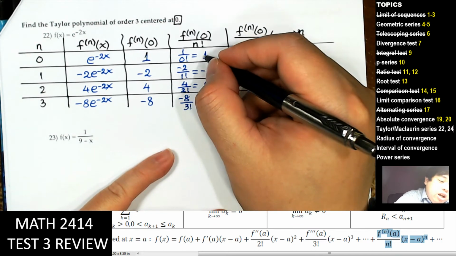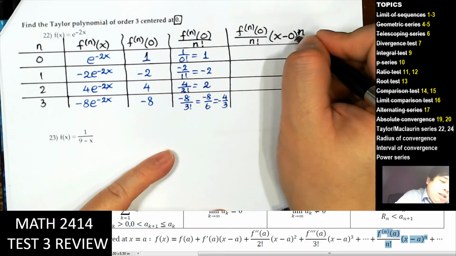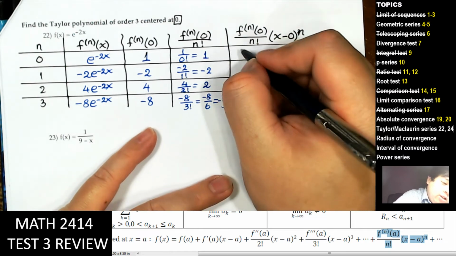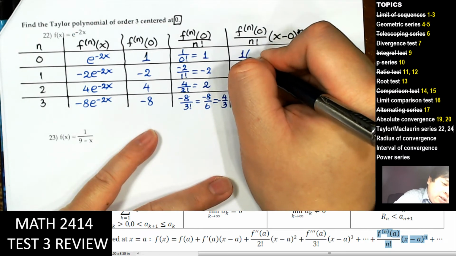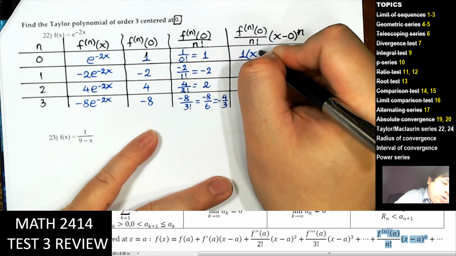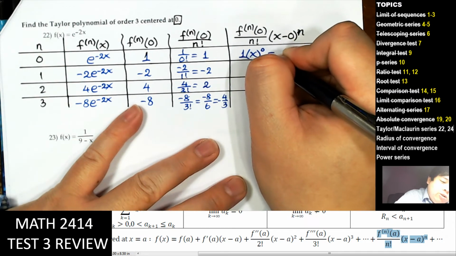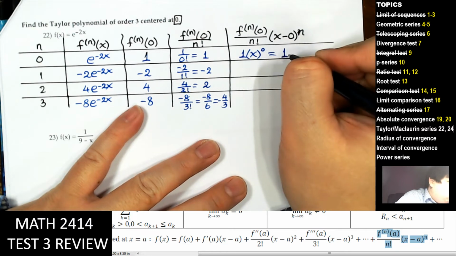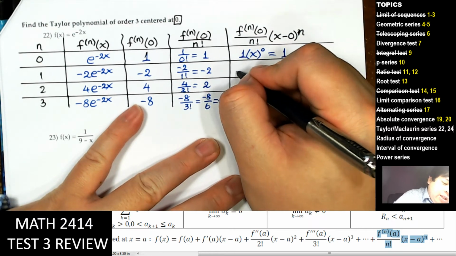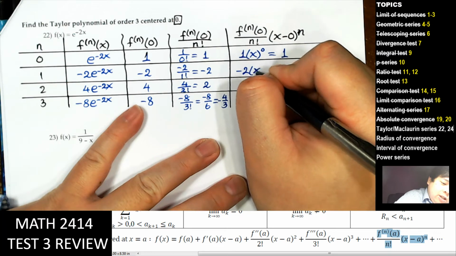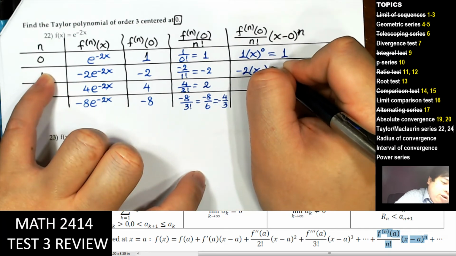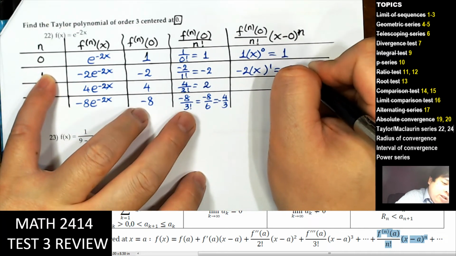And finally, we take those numbers and multiply by x minus 0 to the n power. So first, 1 times x minus 0 to the 0 power, so that's what we have. The first one is 1. Next, negative 2 times x minus 0 to the first power, negative 2x.